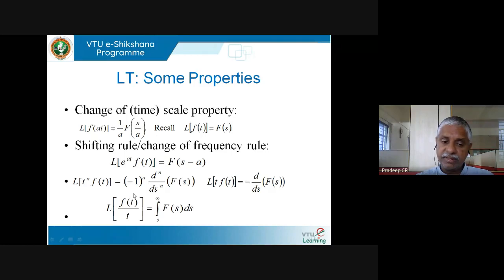And then finally, we have Laplace of f(t) by t. When I divide f(t) by t, what happens to the Laplace? It becomes the integration of Laplace of f(t). That's what this formula says.